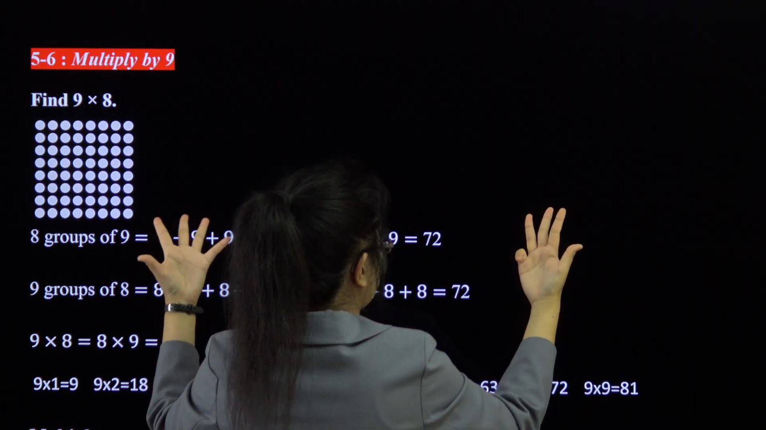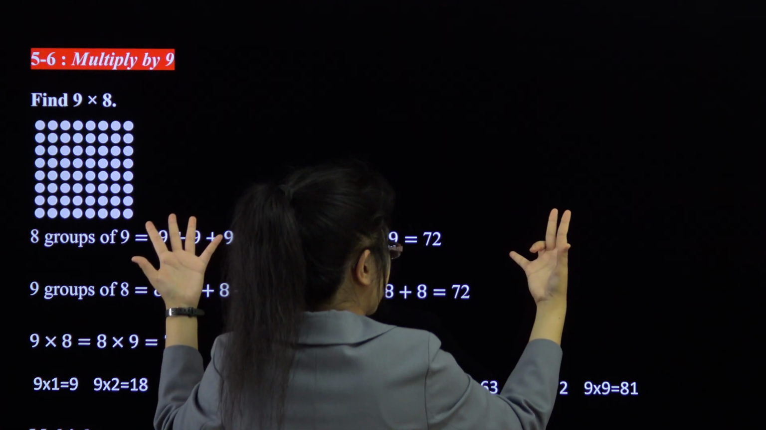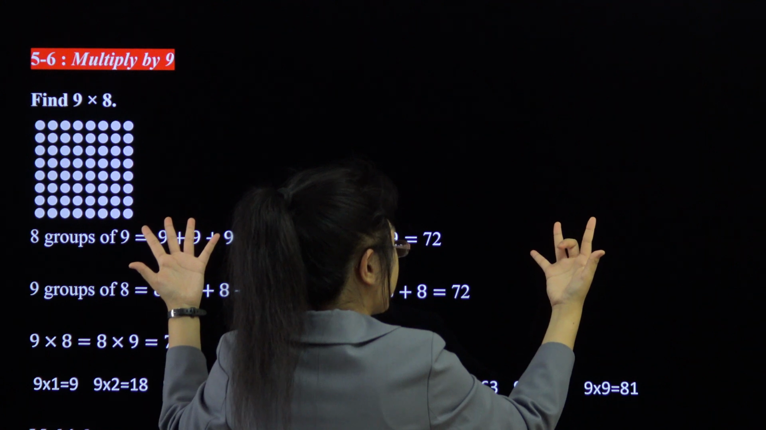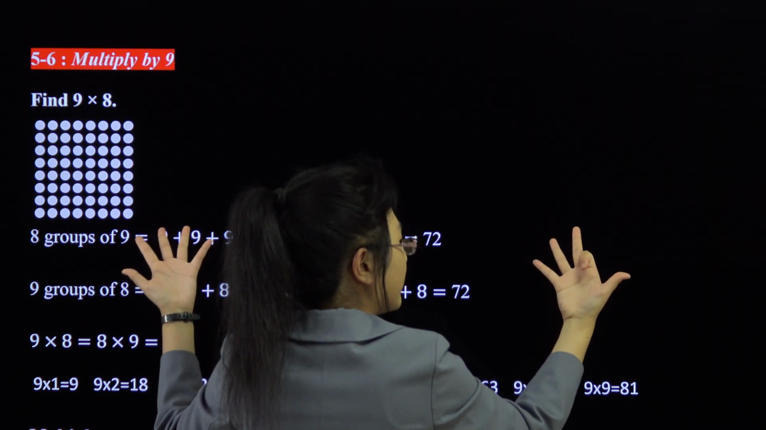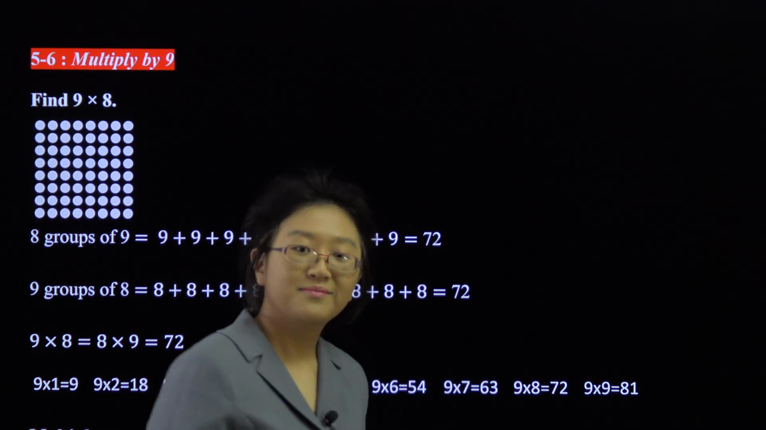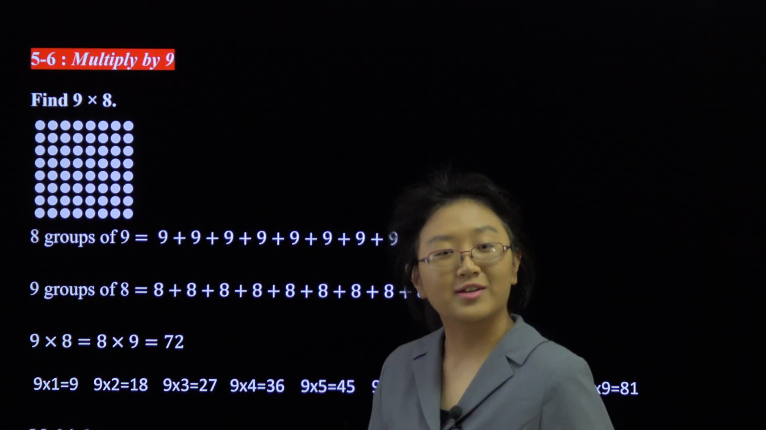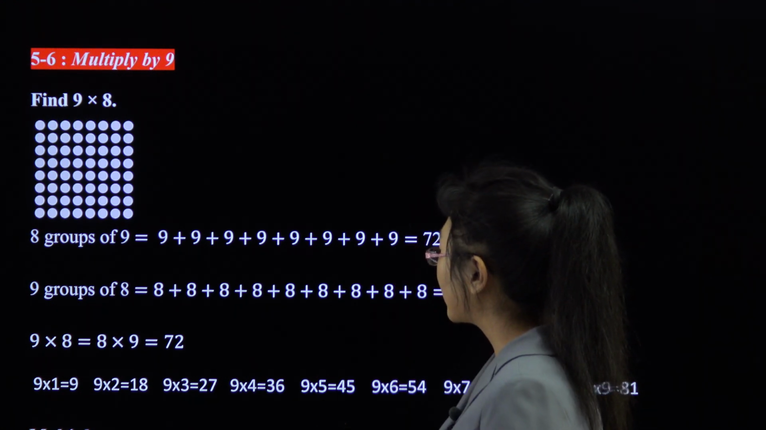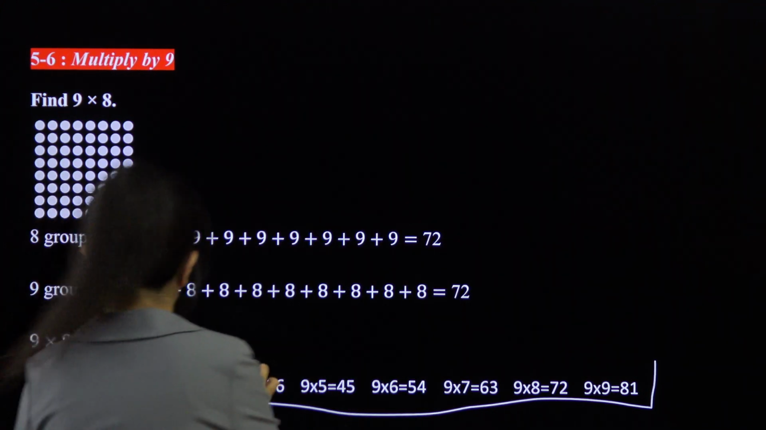6 times 9, 5, 4, 54. 7 times 9, 6, 3, 63. 8 times 9, 7, 2, 72. 9 times 9, 8, 1, 81. And 10 times 9, 9, 0, 90. Yeah, I came across that trick a long time ago. It's a very interesting trick, but then again, you could just remember your multiplication table.